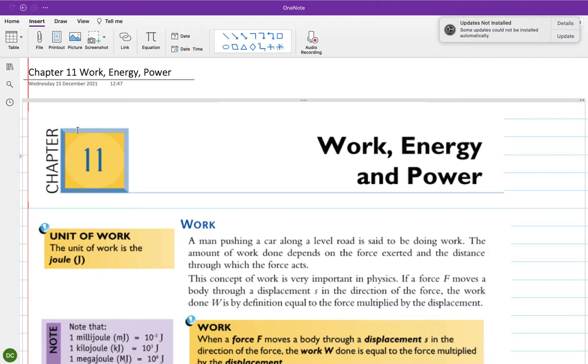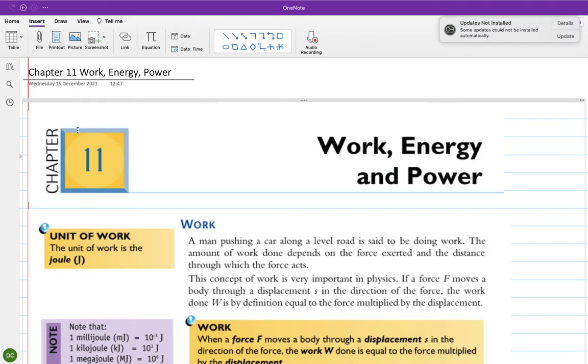Me coming to work today, or you guys, if any of you have a job, going to work, it's got a different meaning in physics. So in order to be classed as doing work in a physics sense, you have to exert a force and cause an object to move through a distance, or displacement, more specifically.